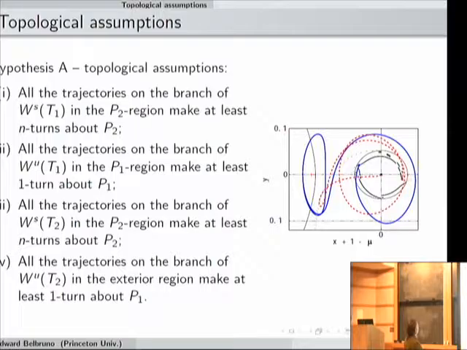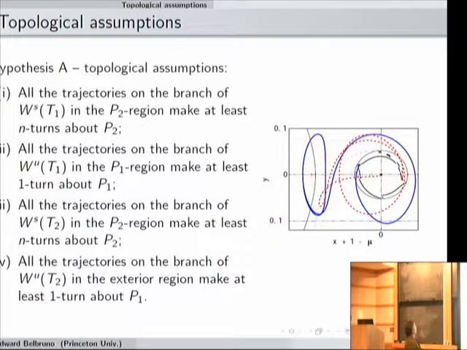The trajectories on the branch here, now this is T1, the neck between the two Hills regions. So the trajectories on the branch of T1 in the P2 region, this is the region about the moon, the smaller region. Should I draw this on the board, or is this pretty clear? Okay, so if you take this tube coming from the neck between the two regions and you project it down, it would go n times around the moon. Right, that's correct, about P2. So we make this one assumption on that.